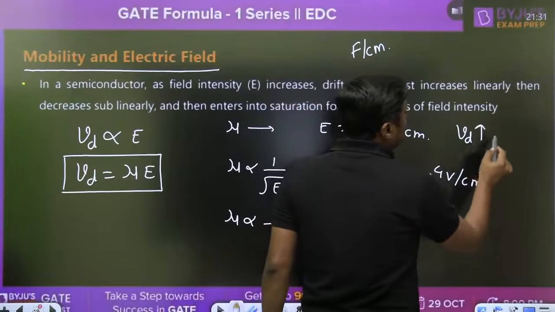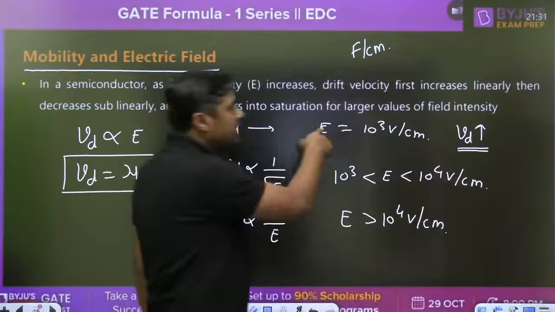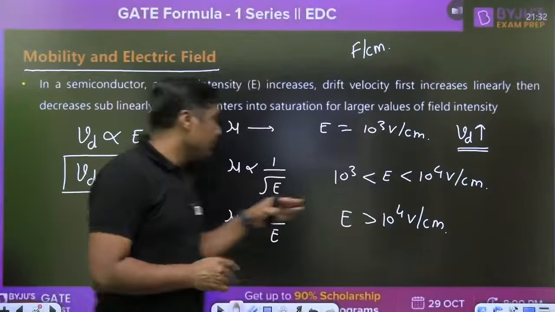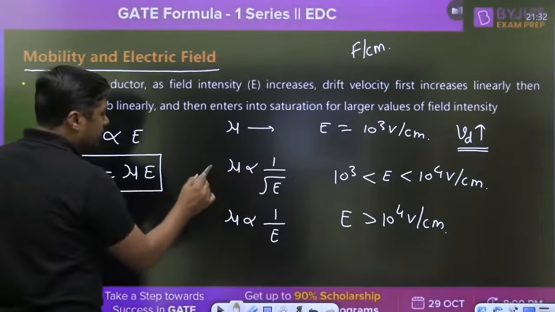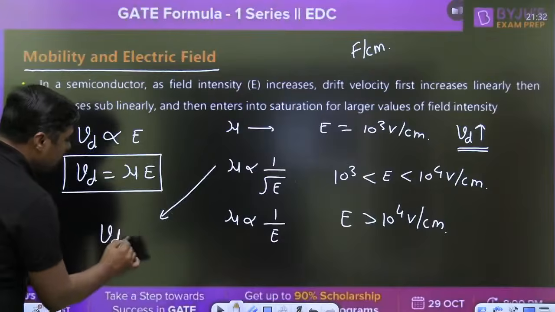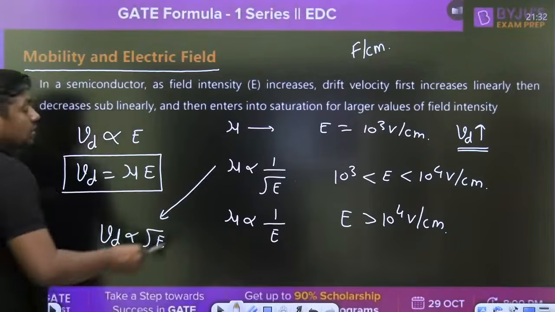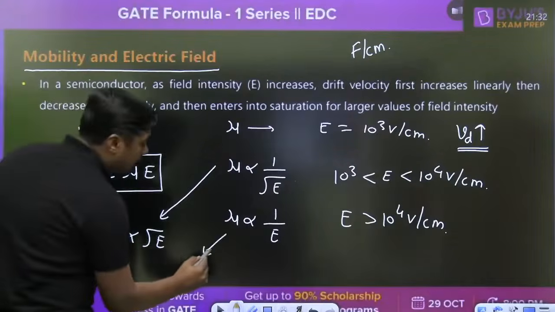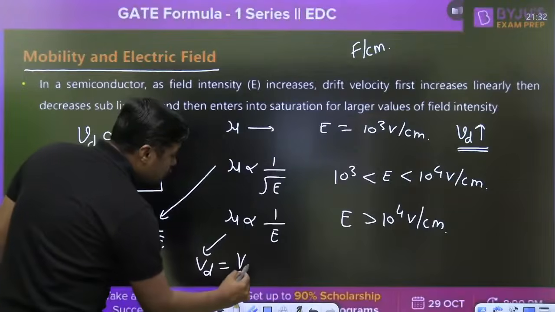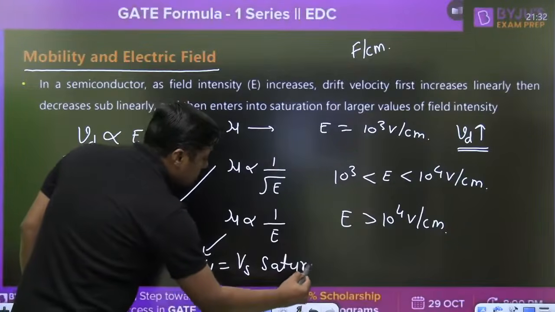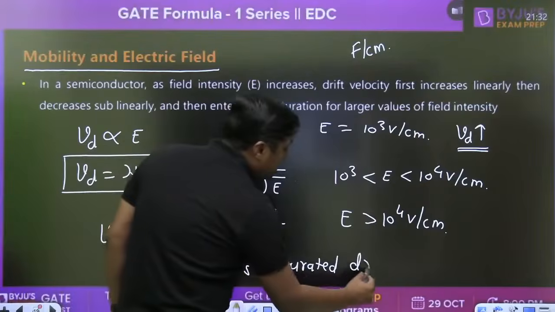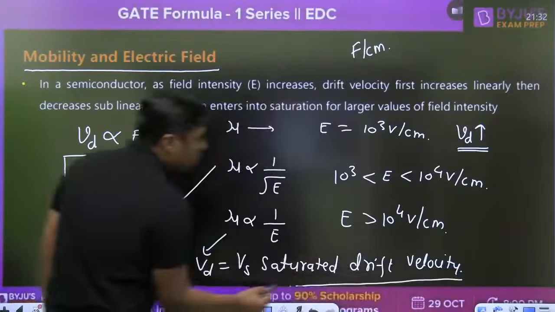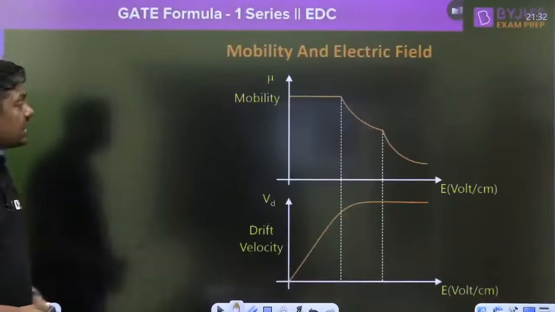So in the first range, Vd increases linearly with electric field. In the second range, Vd increases sublinearly, since mu is proportional to 1 by root E, so Vd is proportional to root E. Now here mu is proportional to 1 by E, that's why Vd is independent of E. Here the Vd will become constant. That is called saturated drift velocity. It is the highest drift velocity. So this is the diagram.